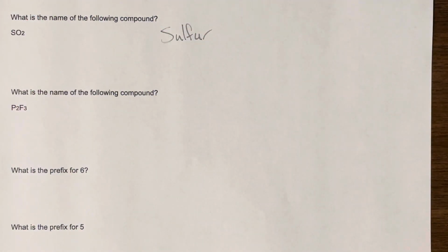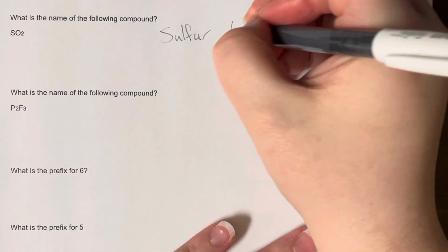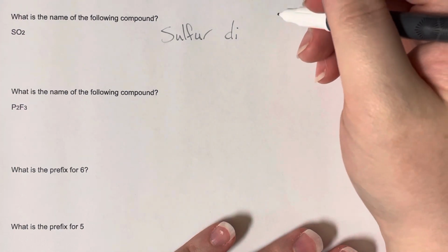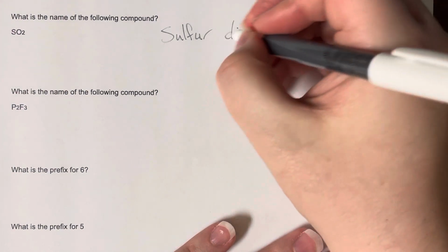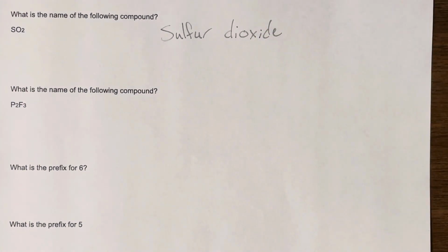And then the subscript for oxygen is 2, so I get to use the prefix for 2, which is di. And then oxygen needs to change its suffix to "-ide," so this is going to turn into dioxide. So sulfur dioxide is the correct name for that formula.